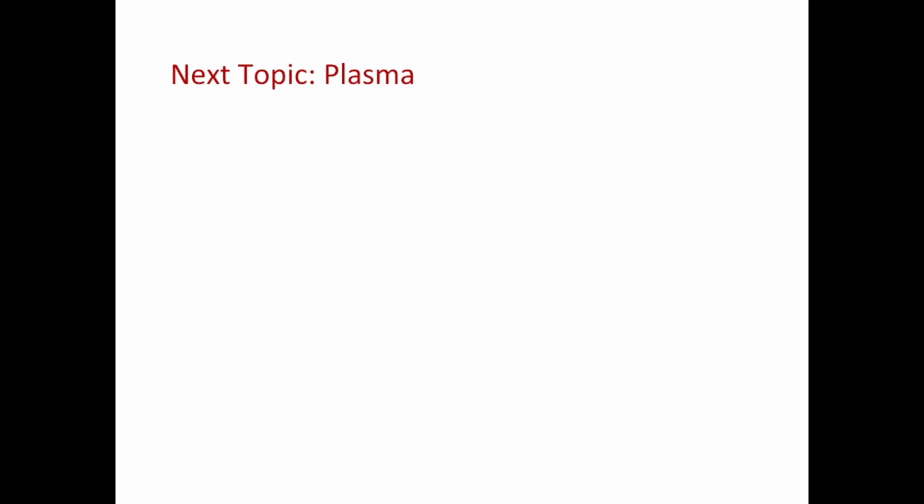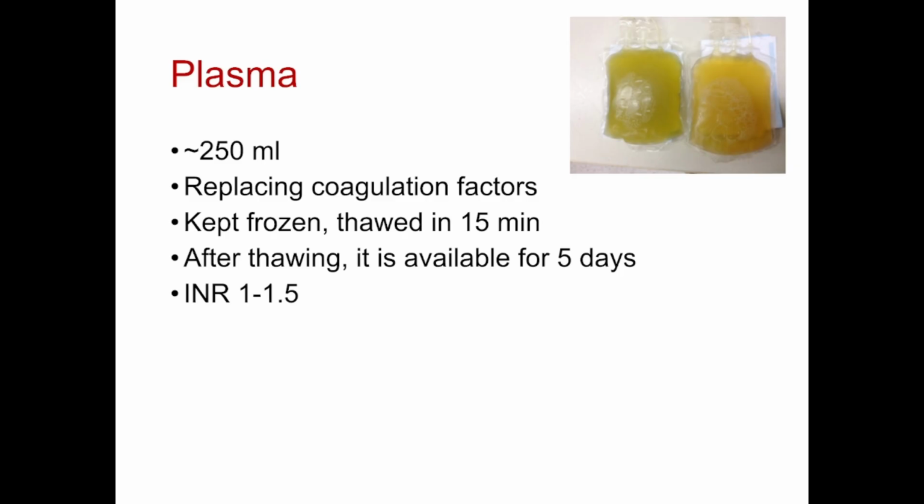So let's talk about the next topic, which is plasma. Plasma contains all the coagulation factors. It's good for replacing coagulation factors. It comes in these large yellow bags, as you can see right there. It's kept frozen. We thaw it in about 15 minutes, and after thawing, it's available for 5 days. The INR of plasma is roughly 1 to 1.5, and this is important to keep in the back of your mind.